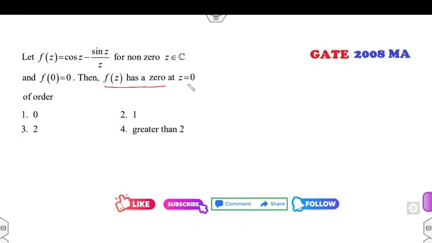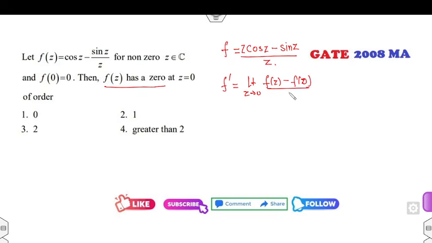f of z has a zero of order. Again a very simple one. It's cos z. I can take the LCM minus sin z over z. Then you can find the derivative. How can you find the derivative? I can take the definition of this. That could be easy at the point 0. Fine. So f of 0 is my 0.